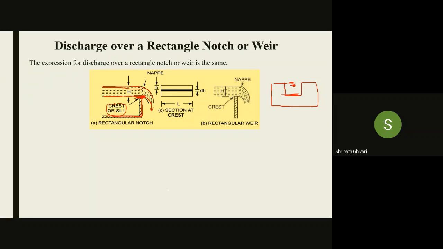sill. Crest or sill. So I want to know the depth of water which is falling from the rectangular notch, that is H. H is the thickness of water which is flowing from the notch. Now, for example, if I reduce the flow rate, what will happen to this H?